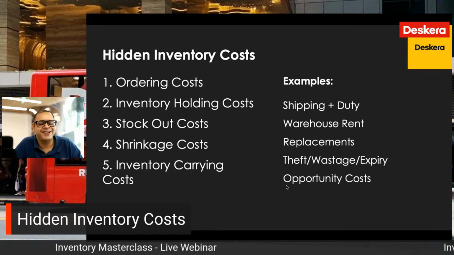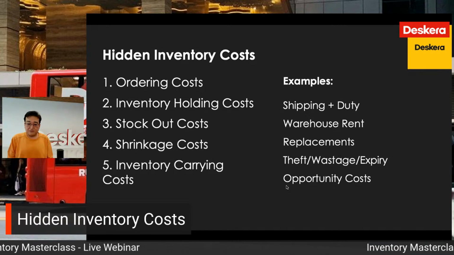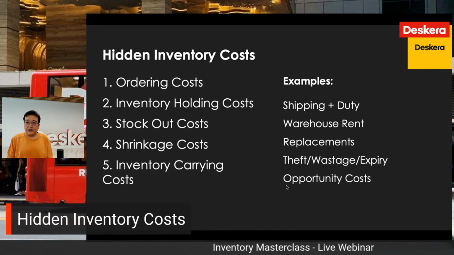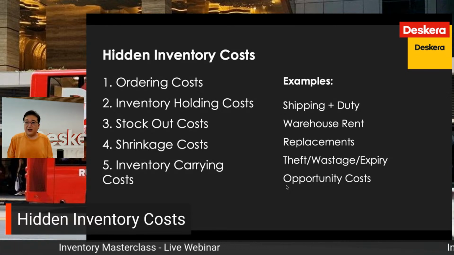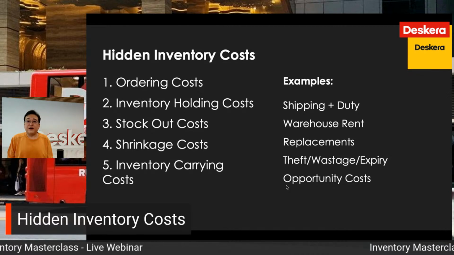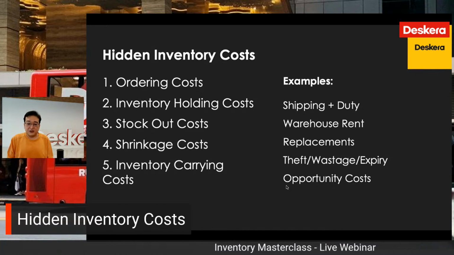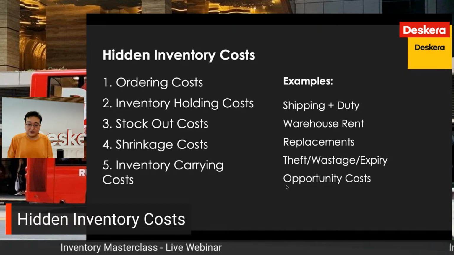Oh yeah, definitely theft, wastage, and expiry could be a major pain. If all of a sudden your laptops disappear, it's wastage, or it expires. Like if you have medicine or food products and they just expire without being consumed, then it's really a terrible waste.